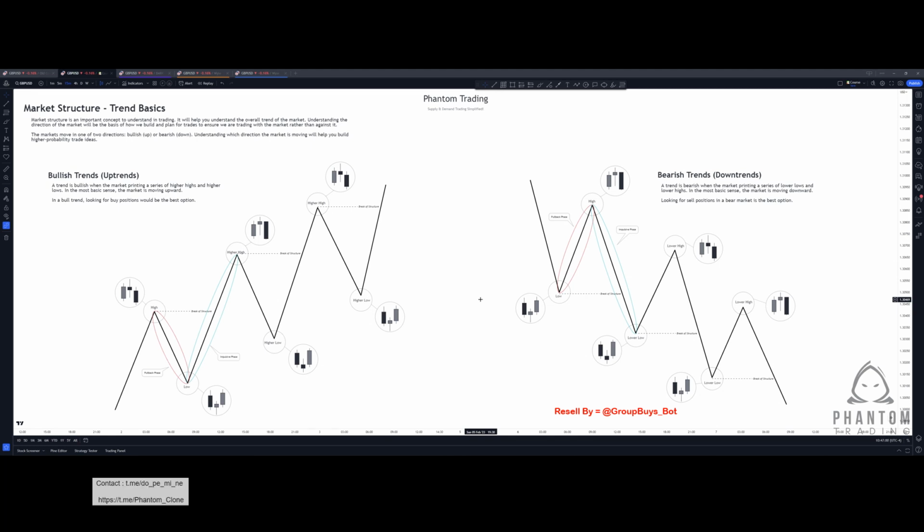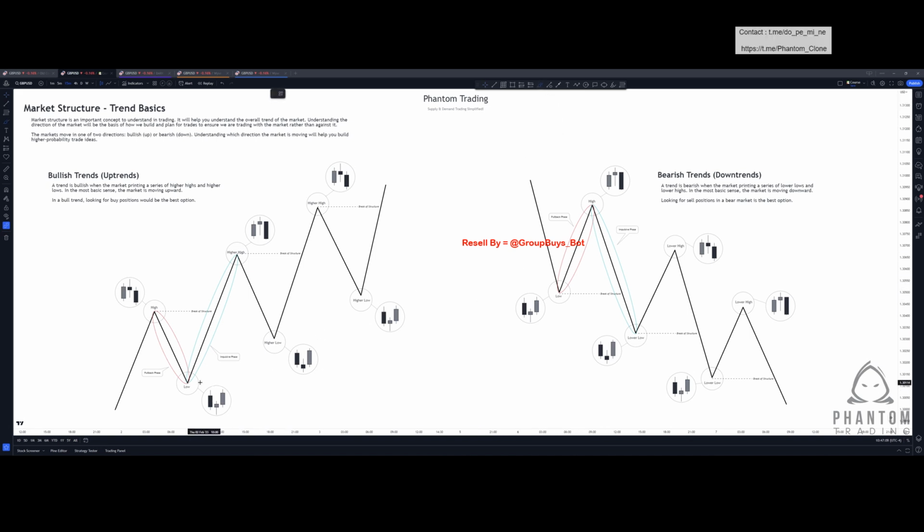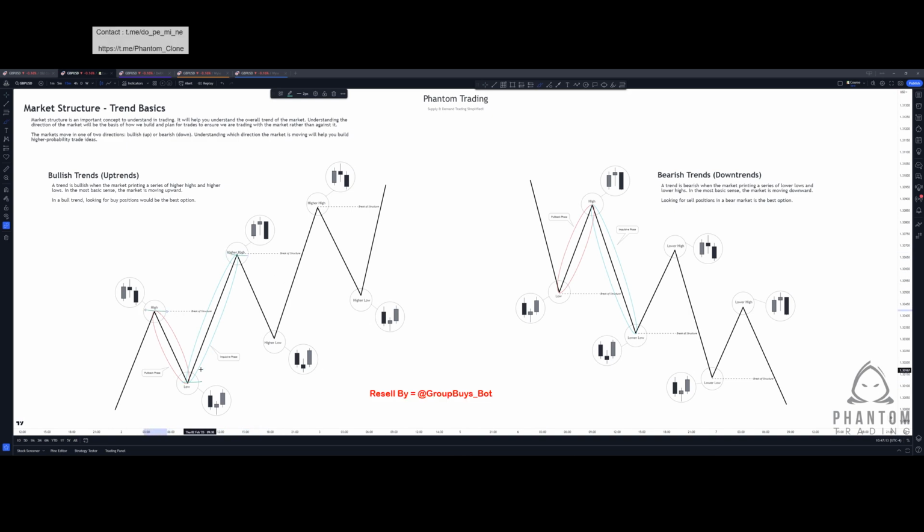And understanding this direction of the market will be the basis of how we build and plan for trades to ensure that we're trading with the market rather than against it. And simply put, that we're trading with the impulsive legs rather than the pullback legs. So ideally, we'll be trading impulsively with the market rather than in a pullback.